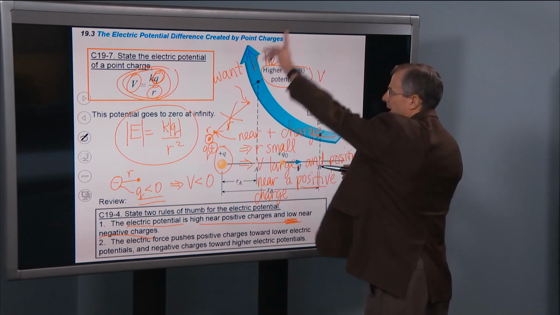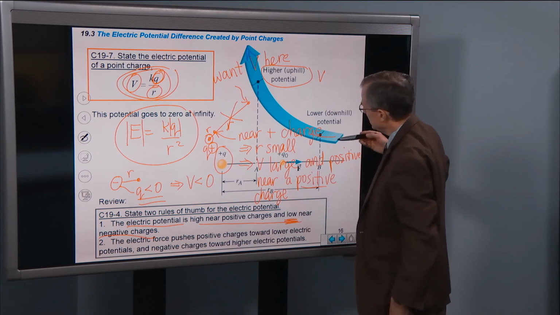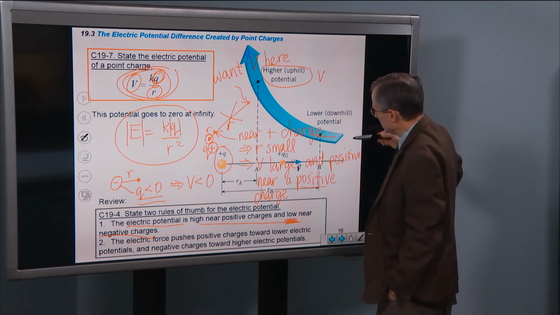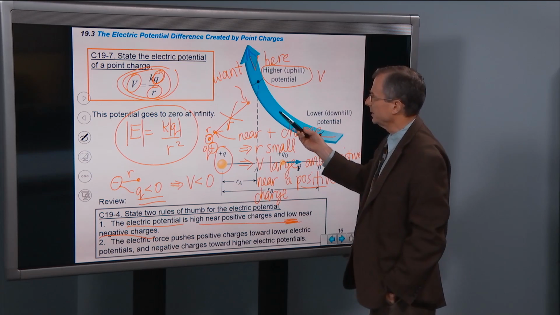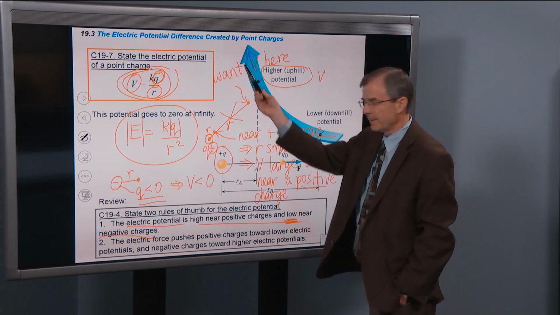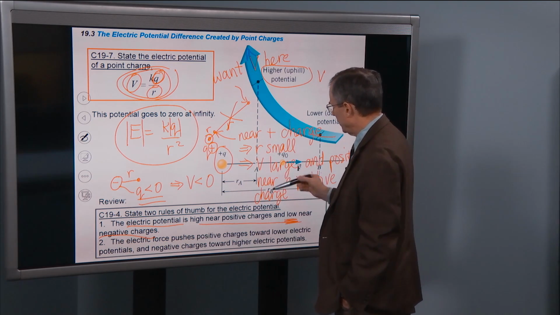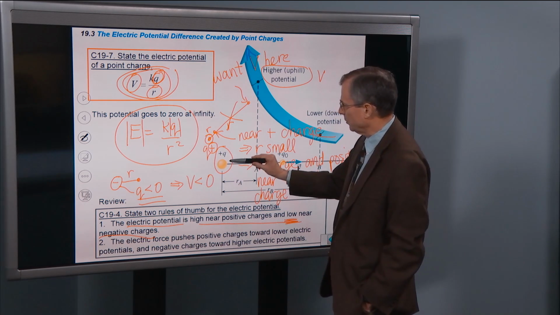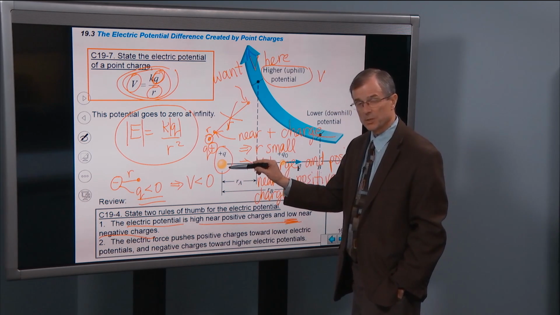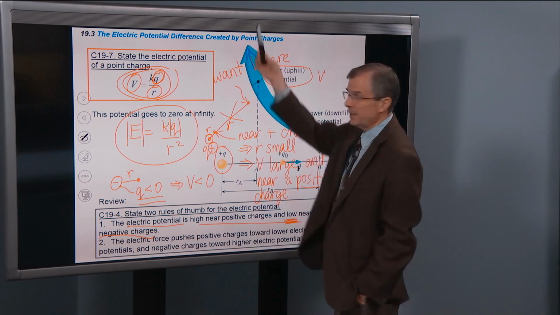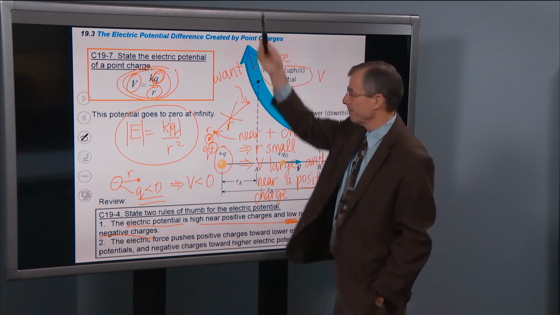This vertical axis here measures the electric potential. So as R gets smaller and smaller, the electric potential gets bigger and bigger. And in fact, when R goes all the way down to 0 and we're right butted up against that charge, we're sitting on the charge, then the electric potential goes to infinity.